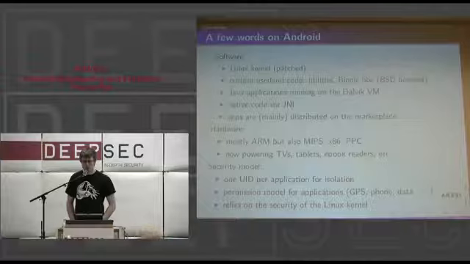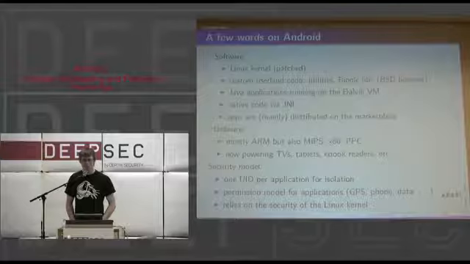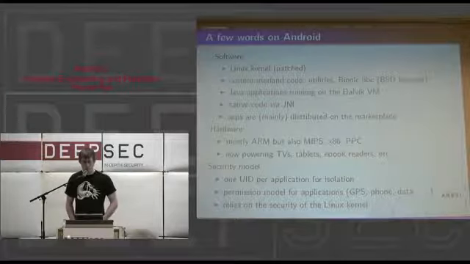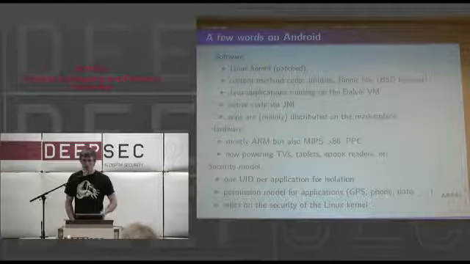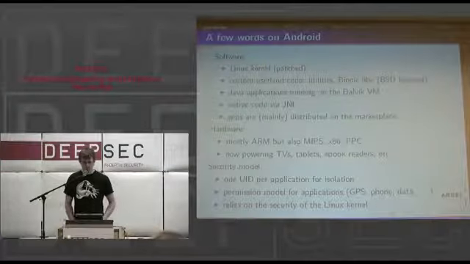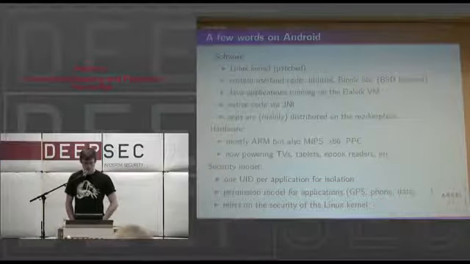Concerning hardware, it's mostly ARM CPUs, but we can find Android running on MIPS, x86, and PPC CPUs, though the vast majority is ARM. Outside of phones, it's also used to power TVs, tablet PCs, and ebook readers. So you see Android going everywhere. Google is really good at pushing its operating system everywhere.